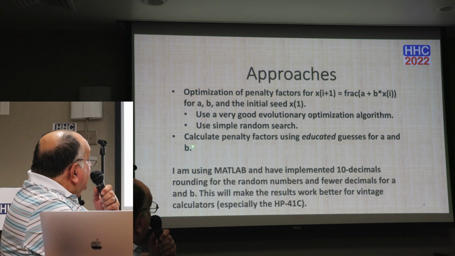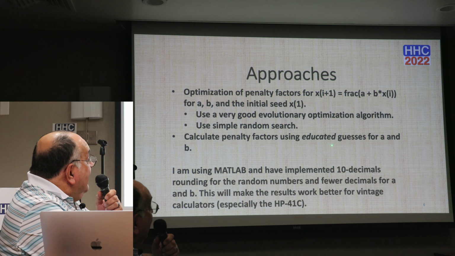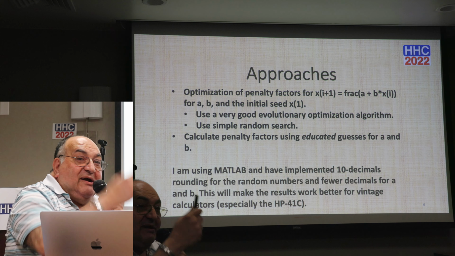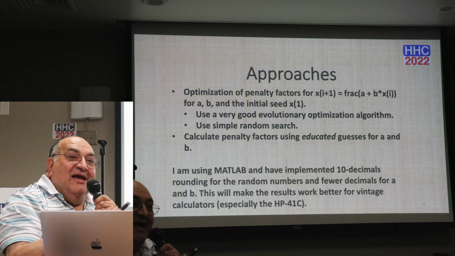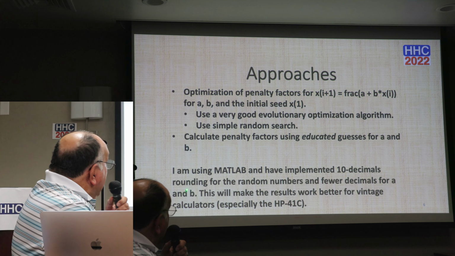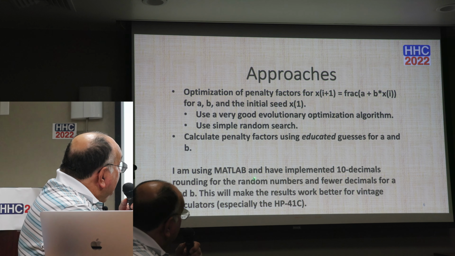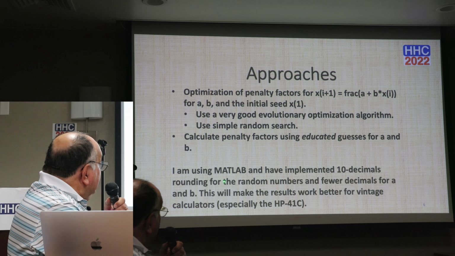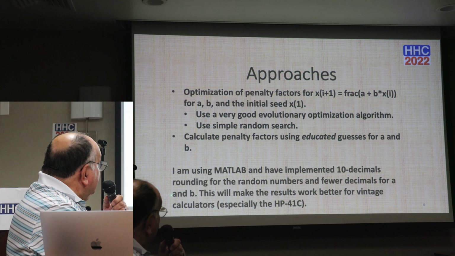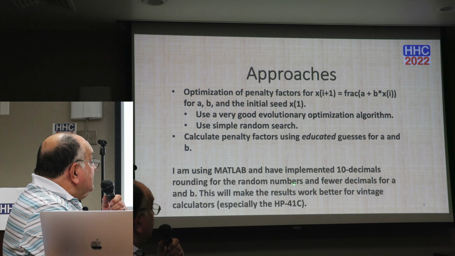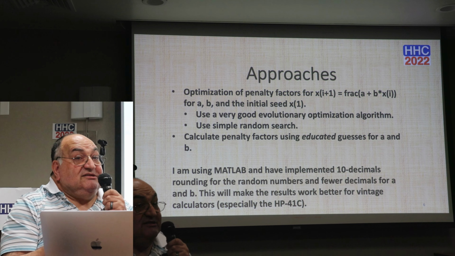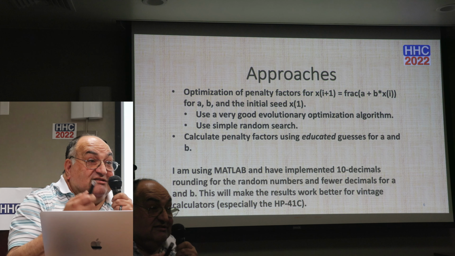The other approach is we're going to calculate penalty factors for educated guesses for A and B. I thought I'd put my smart pants on and see how lucky I can get. Now I'm using MATLAB here, and I've implemented 10 decimals rounding, which I didn't do in 2017, for the random numbers, and fewer decimals for A and B. This will make the results hopefully work better with vintage calculators like the 41C, 42, and maybe even the 67.